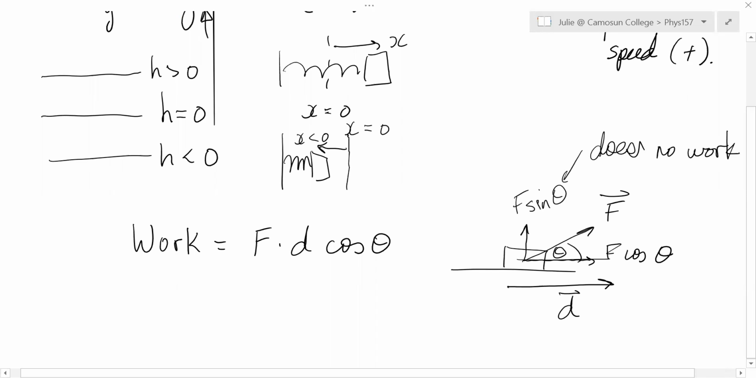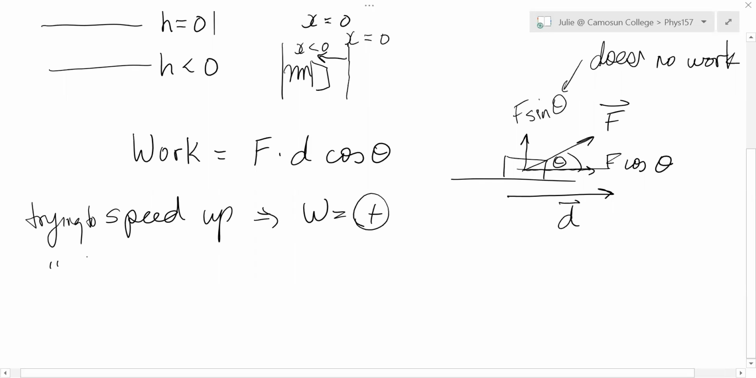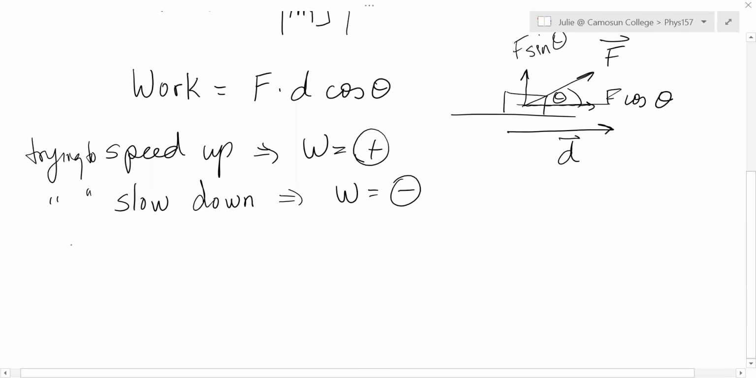to the motion. Now, the way you can decide whether something does work, positive, negative, or 0, is just think about, is the force trying to speed up the object? Doesn't matter whether it succeeds or not. If it's pulling in a direction that is trying to speed up the object, then the work is positive. If it's trying to slow down the object, usually that's friction, but it could be other forces, then the work is negative. If it's perpendicular, you can't either speed up or slow down something if you push perpendicular to the way it's going.